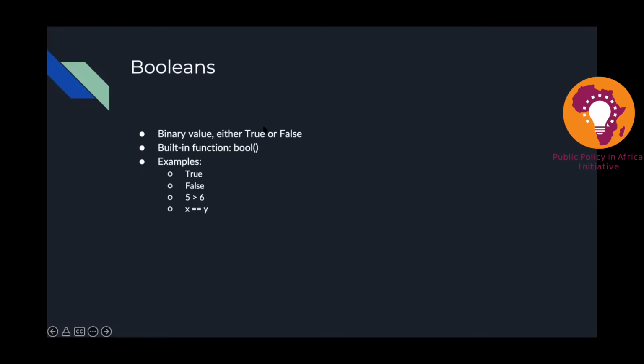Okay. So moving on, Booleans can either be true or false, and the built-in function for these values is bool.